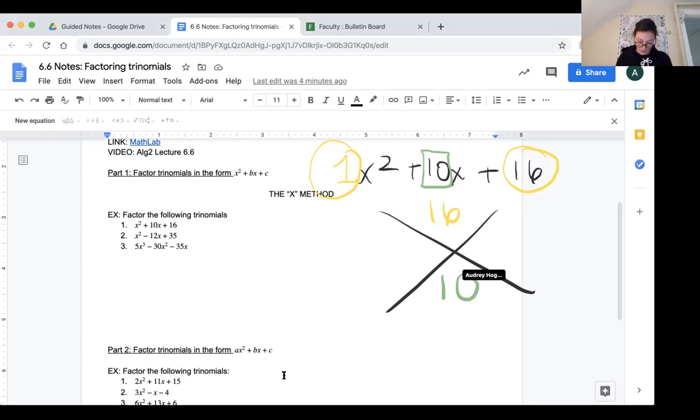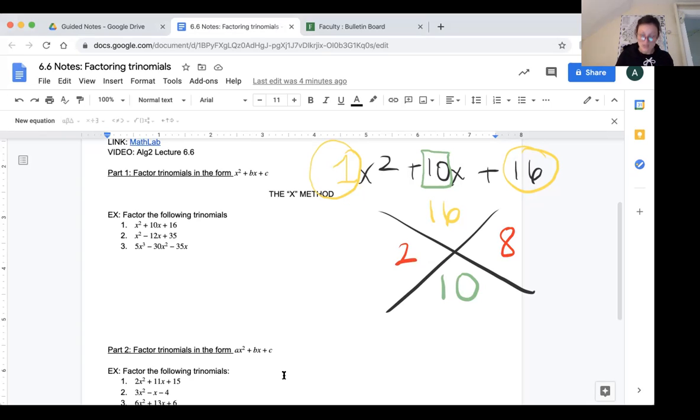And then on the sides of the x, we want two numbers that multiply to the top number, so that multiply to get 16 and that add to 10. So things that I'm thinking about: okay, how do I get to 16? 1 times 16, that will never add to 10. 2 times 8, 2 plus 8 is 10. That was easy. 2, 8, because 2 times 8 is equal to 16 and 2 plus 8 is equal to 10.